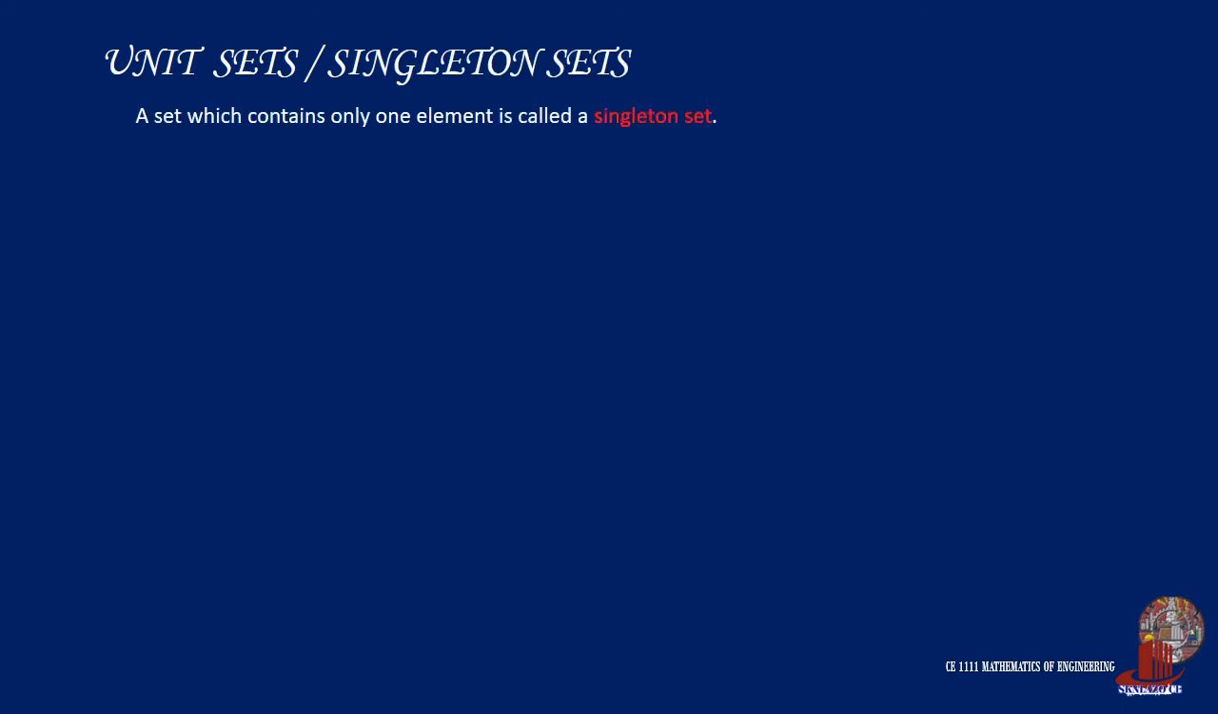Moving on to unit sets or singleton sets. A set which contains only one element is called a singleton set. Consider these examples. Let K be the set of all values of x, where x is neither prime nor composite. As discussed earlier, there is only one number which we consider neither prime nor composite. Thus, we can say that set K is equal to 1.